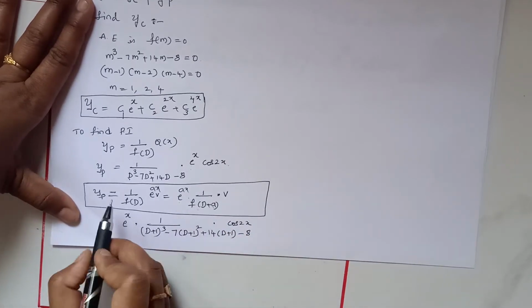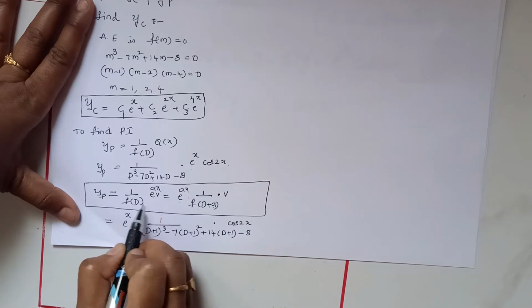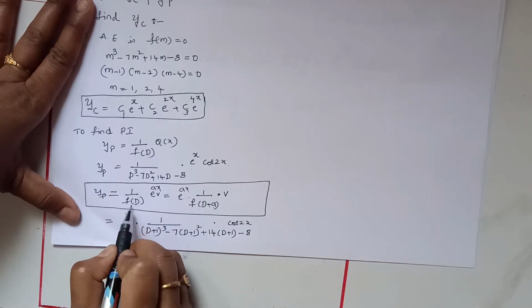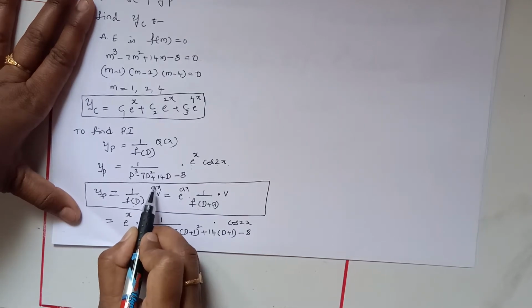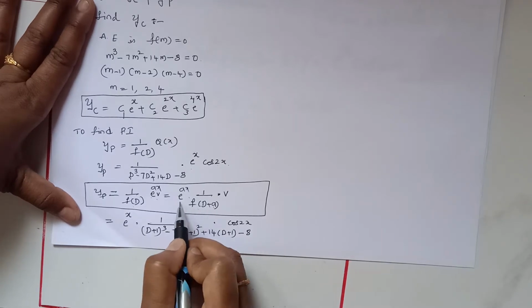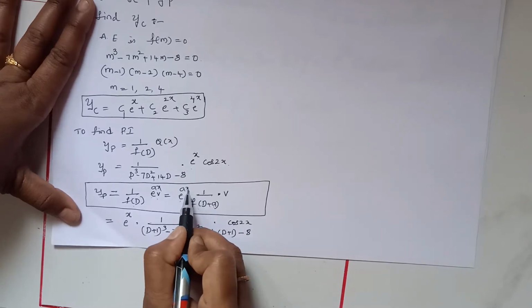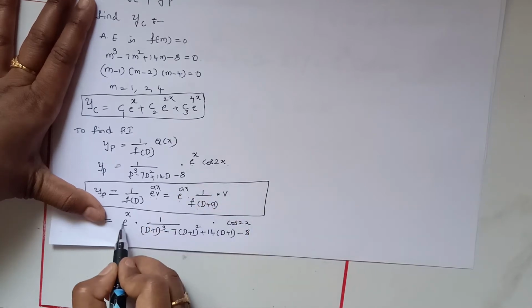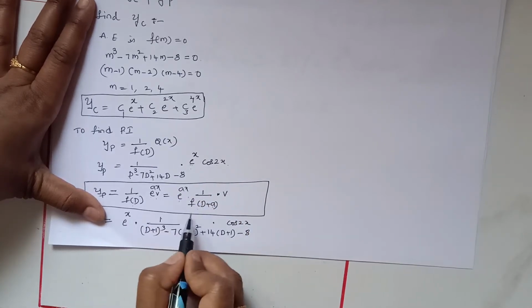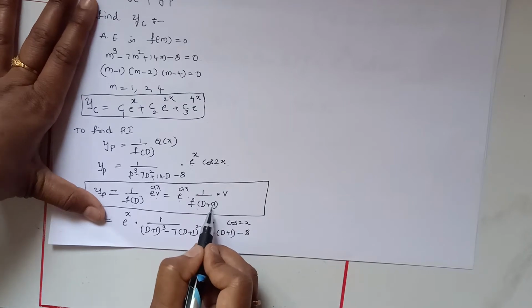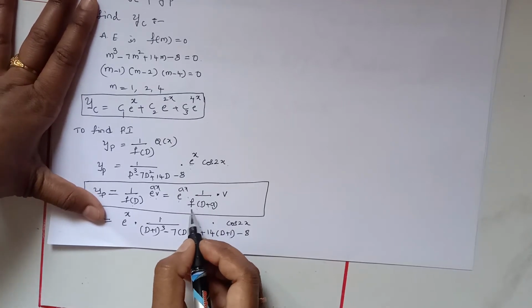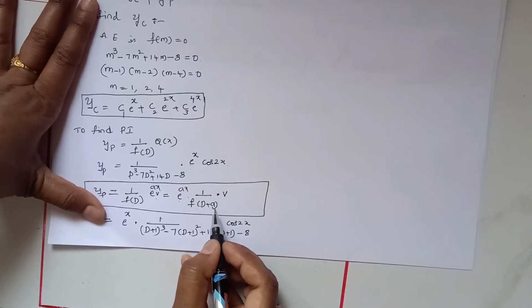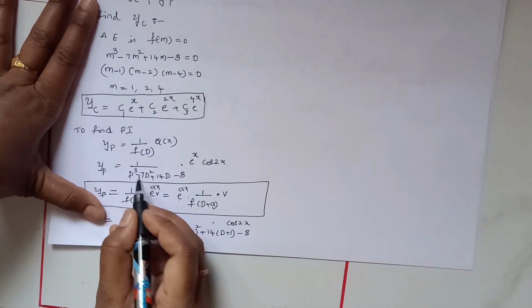Whenever you have a particular integral in the form of 1 by f of D into e power ax into V, this can be written as e power ax, e power x into 1 by f of D plus a. Here a is equal to 1, so f of D plus 1 it becomes. In place of D you need to substitute D plus 1.